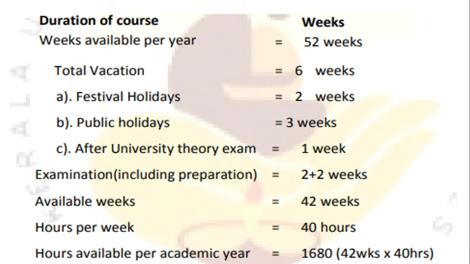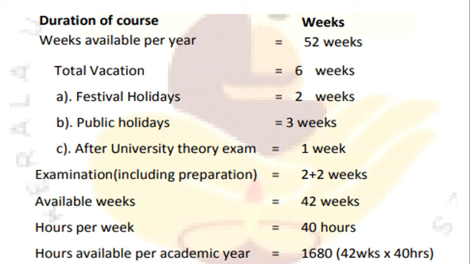Before we prepare the mass rotation plan, we have to see the requirements given by the university. According to the KUHS, this is the duration of the course in weeks, for the BSc nursing course. Weeks available per year is 52 weeks. 365 days divided by 7 we will get 52 weeks. In that 52 weeks, the total vacation will be 6 weeks.